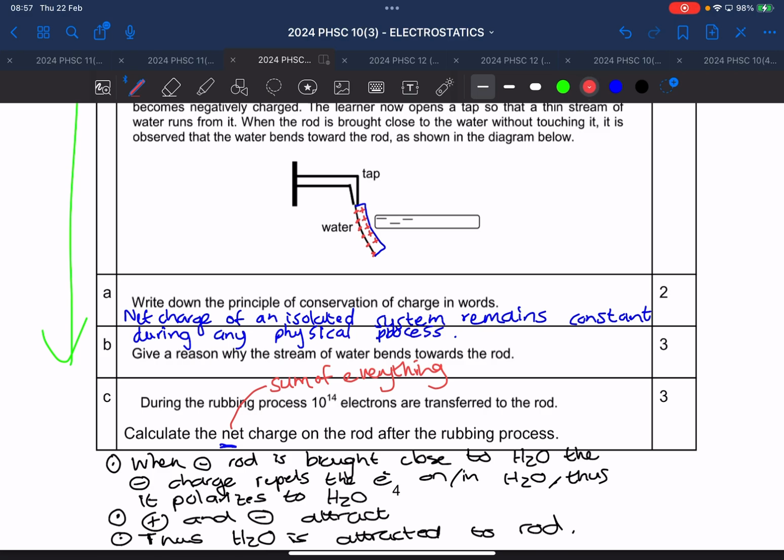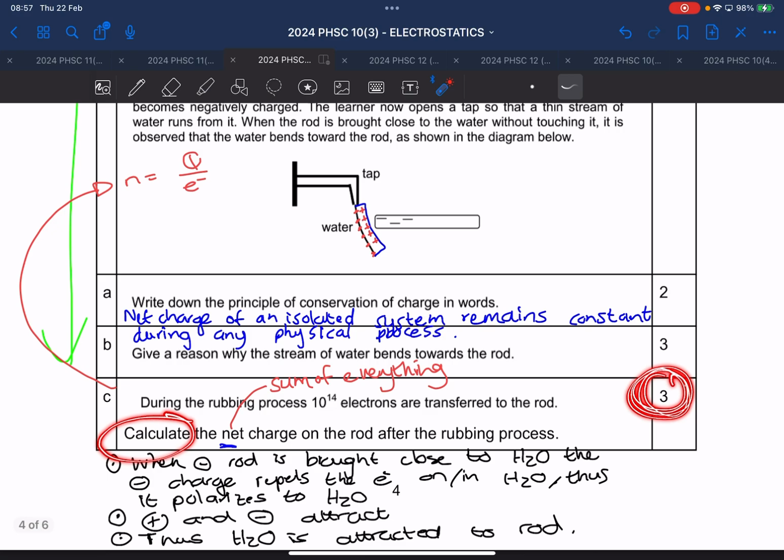I know I'm all over the place here, but you are doing it in your writing book neatly. So for this, we're going to use the formula n = Q/e. So it counts 3 marks. 3 marks means formula, substitute, answer. Always. When they say calculate, and you see 3 marks, you know formula, substitute, answer. So that is the formula there that tells you 10 to the power 14 electrons were transferred. They want to know the charge, and the charge of an electron you will find on your data sheet.